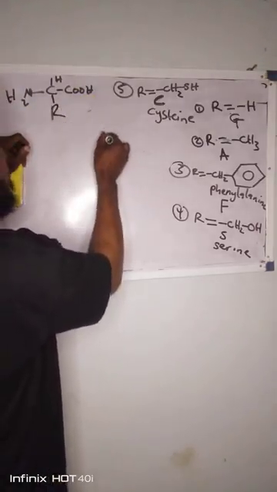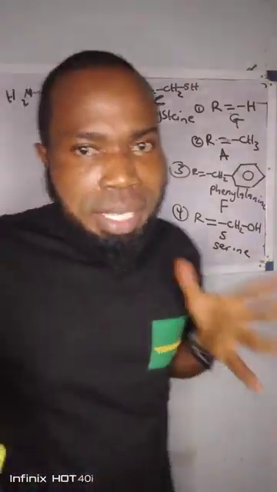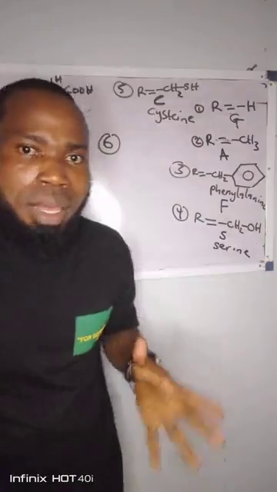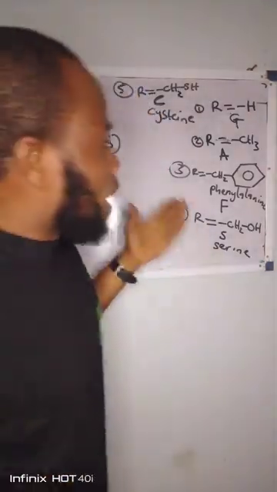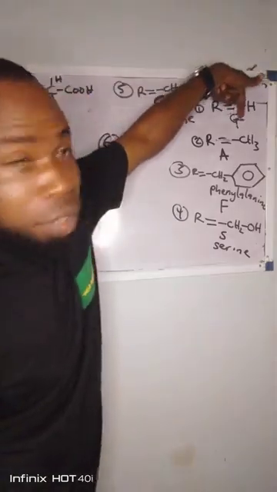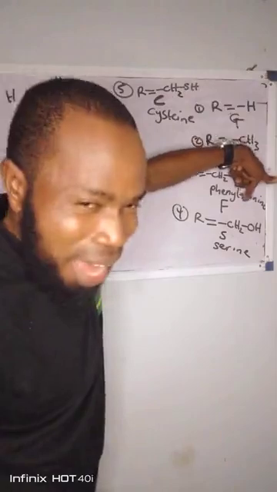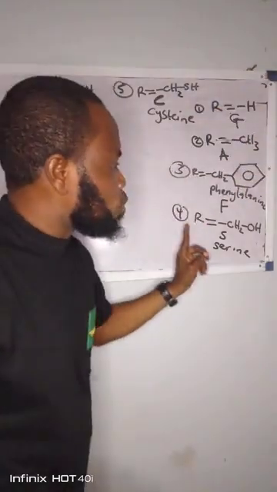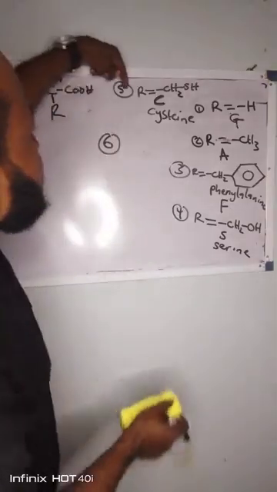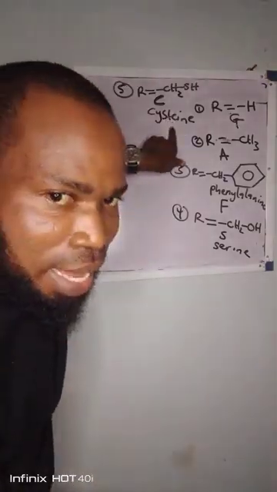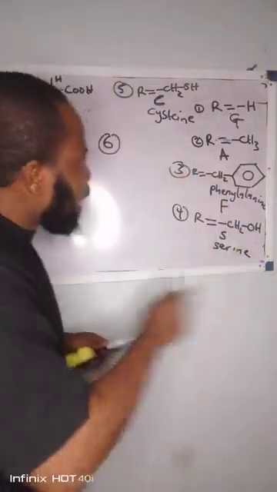Then amino acid number 6. So we're taking the first 10 amino acids and we're going to look at them properly so we're able to represent them with their symbols. So it's not hard. The first one is glycine, G. Second one is alanine, A. The third one is phenylalanine. The 4th one is serine. The 5th is cysteine. Then this 6th, now I want to take the 6th amino acid.